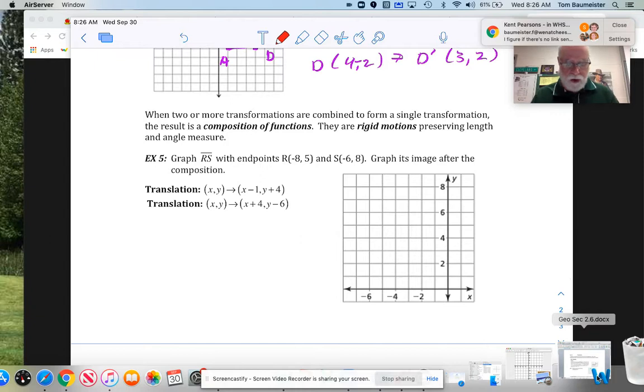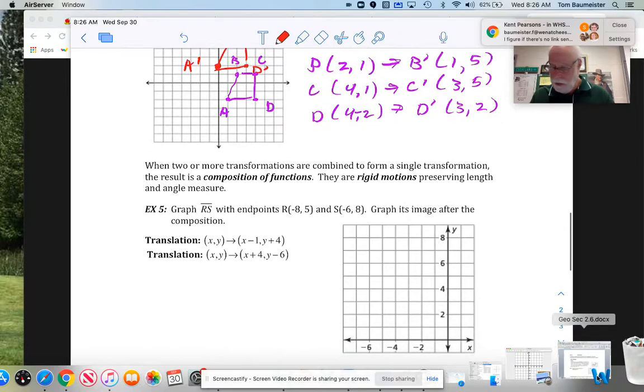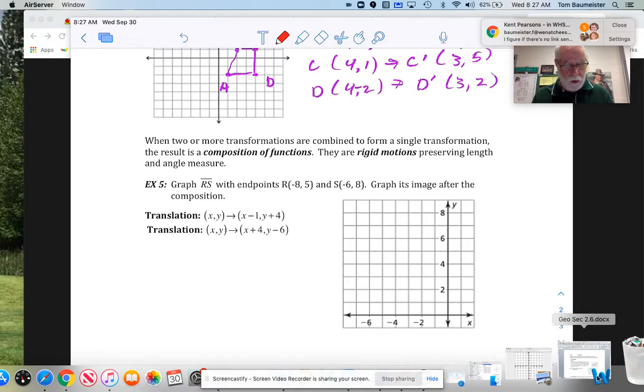So when two or more transformations are combined to form a single transformation, the result is a composition of functions. They are rigid motions, which means they preserve the length and the angle measure. So if we look at the one up here, you would see that I could take my regular ABCD, and when I mapped it onto the other one, it would have the same angles and the lengths would stay the same. They're saying when you do it more than once, which is what a composition is, it'll still do the same thing.